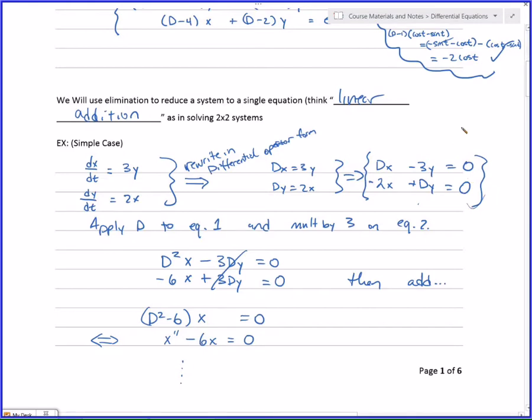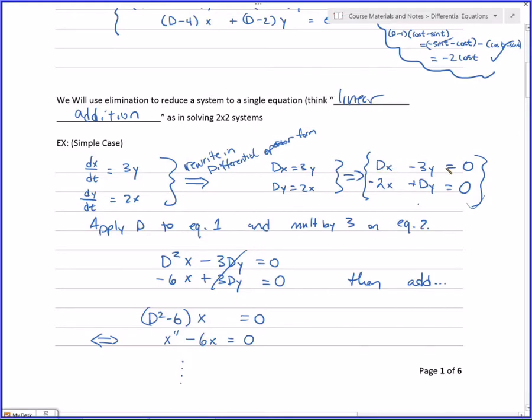Okay, so we looked at this and thought to ourselves, what could we do to get rid of one of the dependent variables? That is, can I multiply or apply some operator to one, another operator to another, so that when I add them up, one of them cancels? Think of it just like algebra. Think of it as 2x2 systems. Think of it as linear algebra, where you're going to eliminate one of your variables. So what I did was I applied D so that this became a minus 3 Dy, and I applied a multiplication of 3, so that now these two, whenever I would add them up, will cancel each other out.